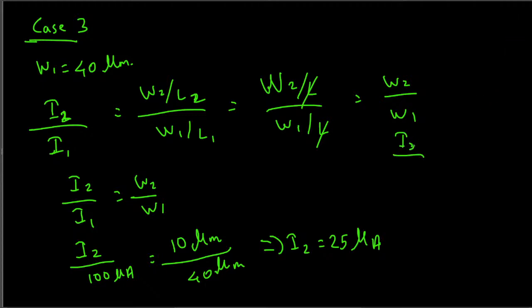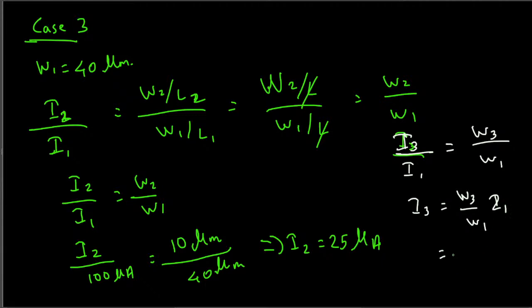Same thing for I3 over I1. Let me use a different color. I3 over I1 should be equal to W3 over W1. So I3 should be W3 over W1 times I1. We had 10, 20 and 40, so 20 is the W3 we get this time. So 20 micrometer over 40 micrometer times the 100 microampere. So 20 over 40, that's 1 over 2 times 100, that's 50 microampere. Okay, so these are the case 3.